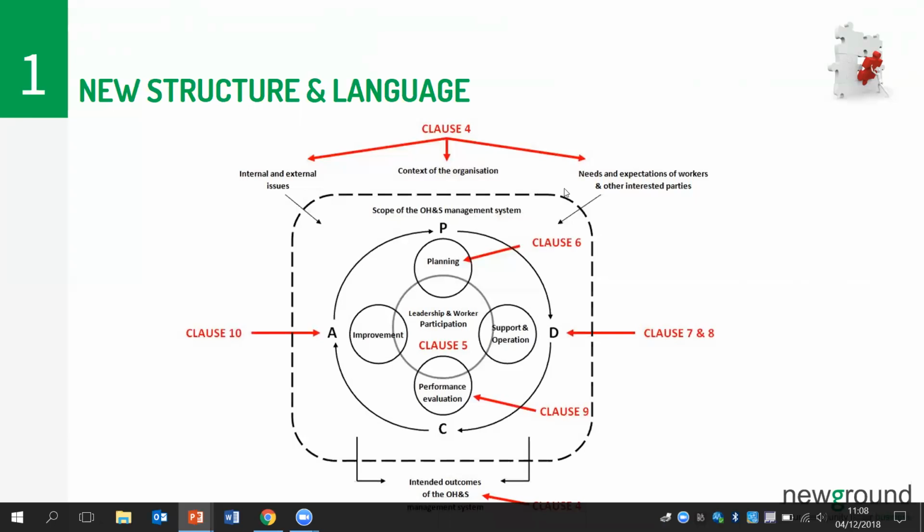You'll also see in the diagram that we've got clause 4 at the top here and at the bottom, which sits outside of this scope boundary line. There's a reason for this, which I will explain in a little more detail when we get to that part of the webinar on clause 4.